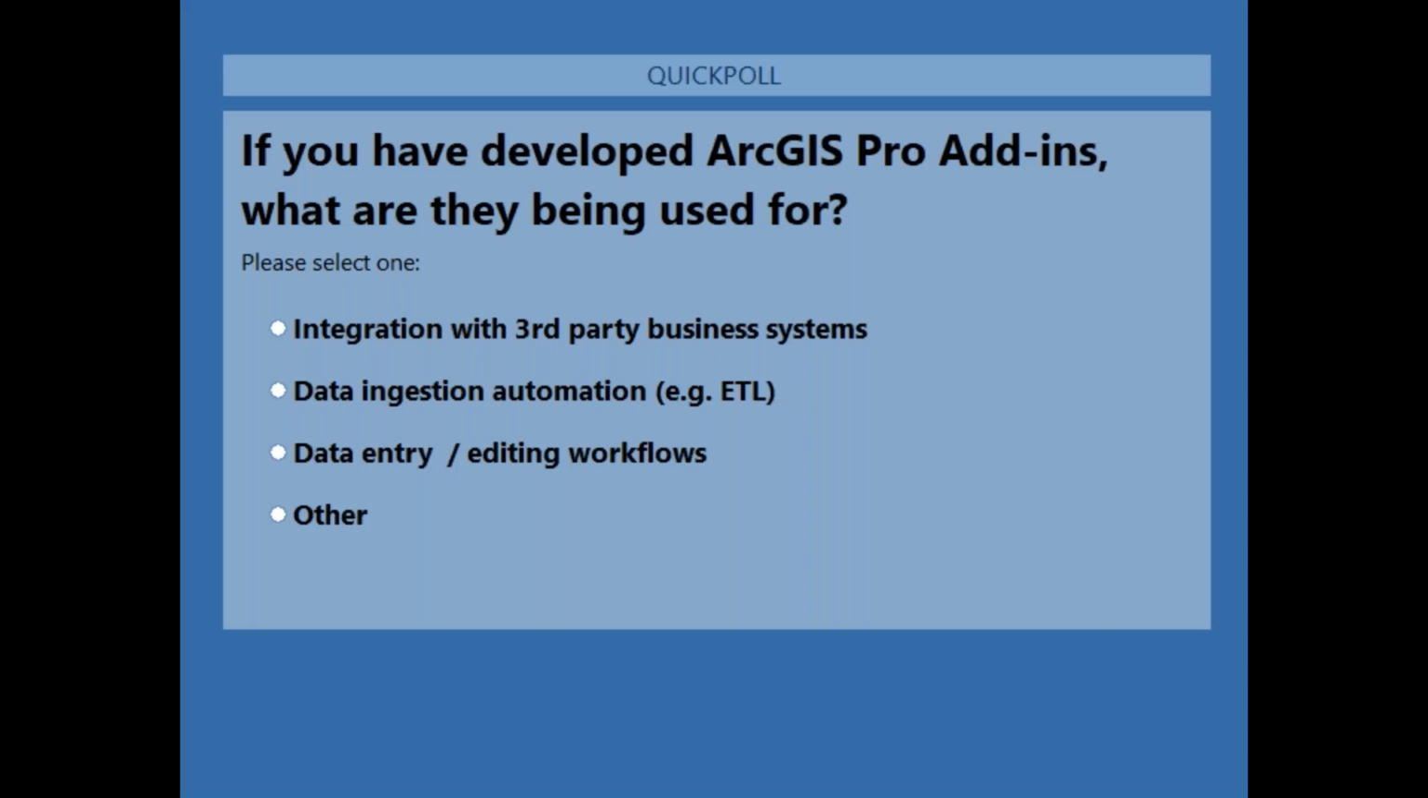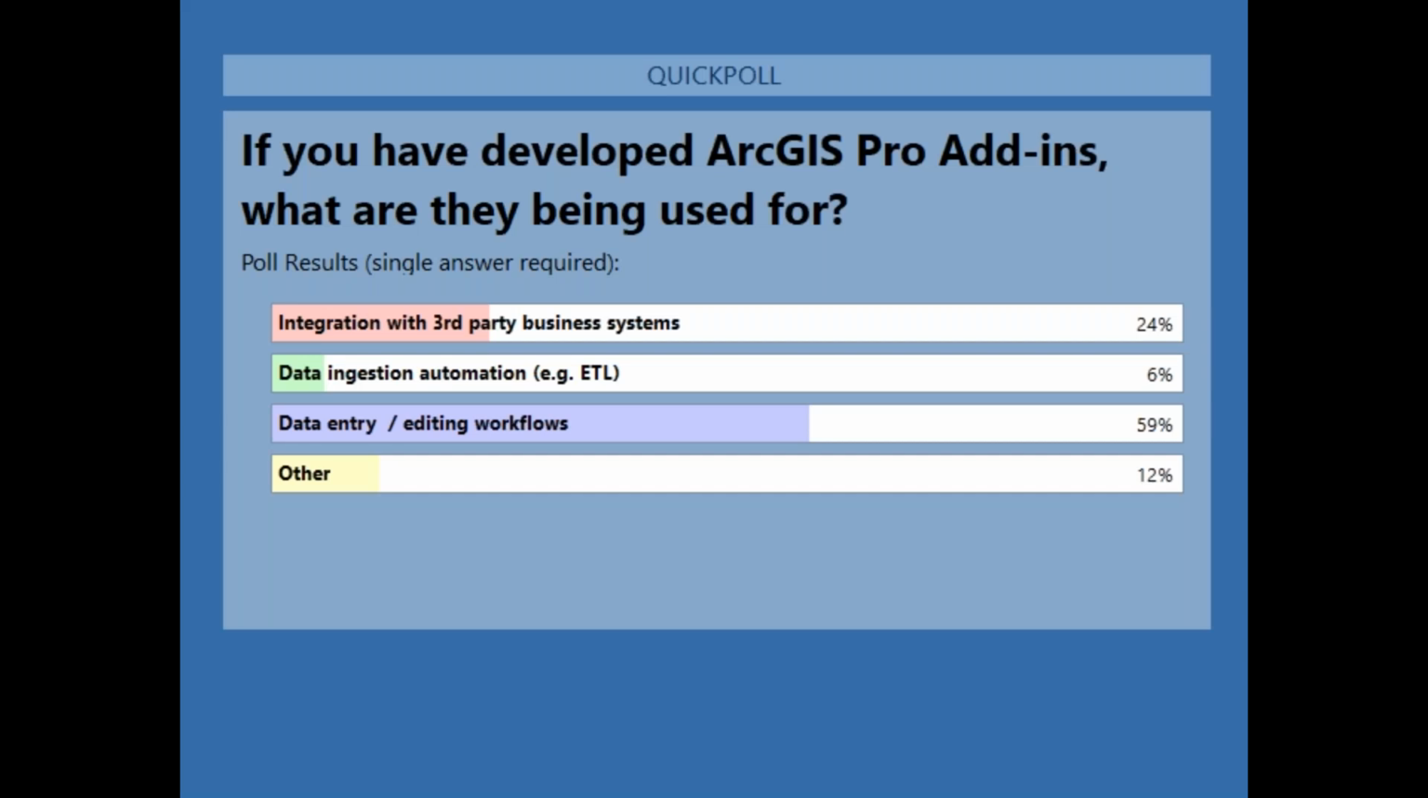If you have developed ArcGIS Pro add-ins, so for those that already do, what do you really use it for? Is it integration with third-party business systems? Is it more about ingesting other data formats, like ETL from CAD? Is it about the editing workflows and data entry? Or is it something other that we don't know about? I'm going to close it in 3, 2, 1, and you can select multiple, of course, and share the results. So you can see about 1/4 about integration, and mostly about data entry and editing workflow.